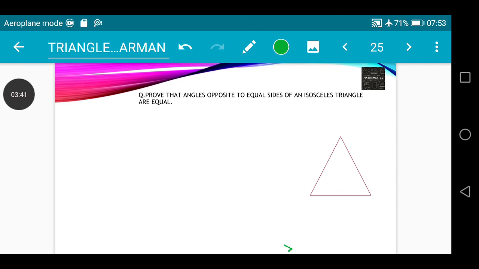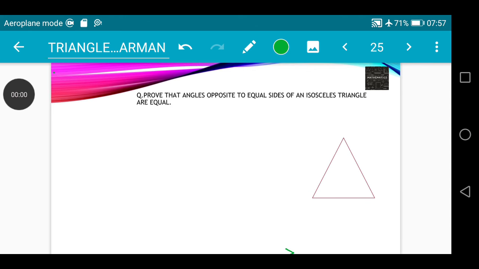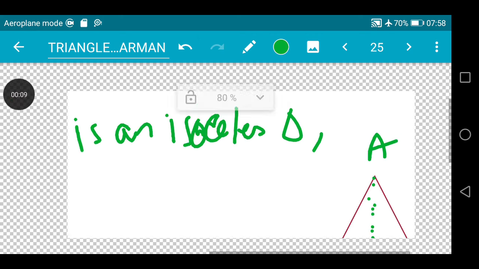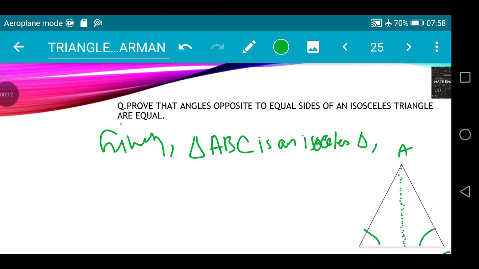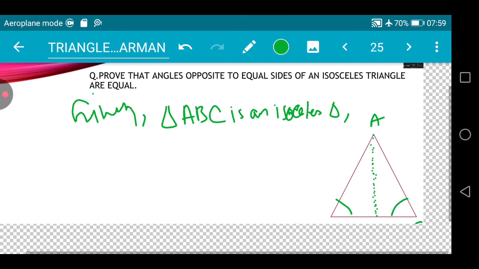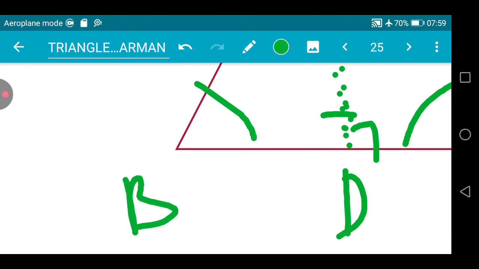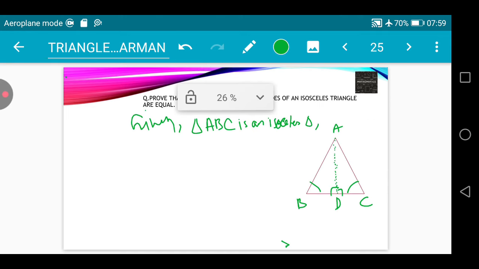One note I have to tell you: whenever we have to find a random angle, always look for linear pair and co-interior angles. Question related to RHS criteria. Prove that angles opposite to equal sides of an isosceles triangle are equal. What you have to prove? Triangle ABC is an isosceles triangle. I have made this point D. So this will be 90 and this will be 90 as linear pair, 180 degree.